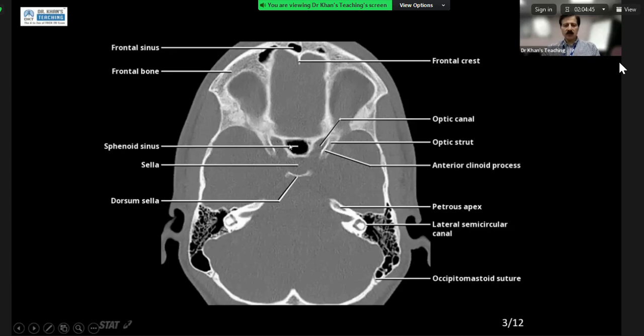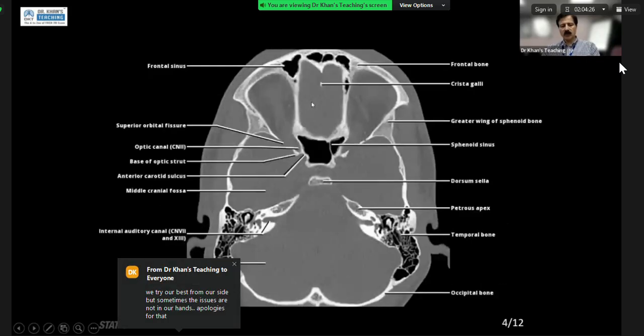Now a paranasal sinus is coming into our view. This is air. It is common sense that this has to be the sphenoid sinus, because this is the sphenoid, the base sphenoid. So the orbits are coming into view. We go to the next slide.